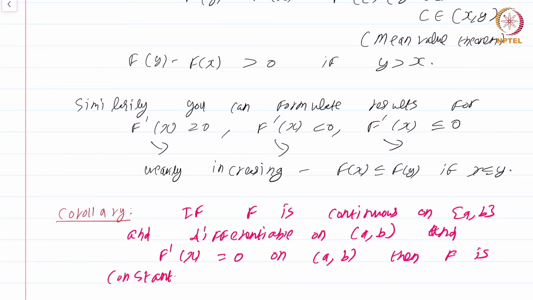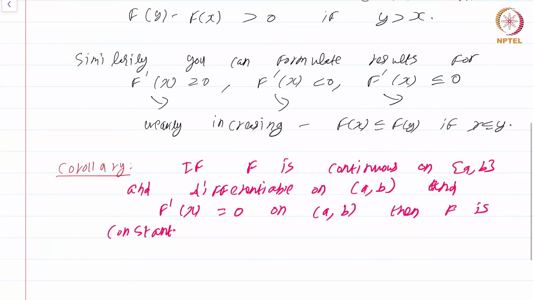Once you have established all the results for f prime of x greater than or equal to 0 and so on, you can apply this proposition that we just proved to conclude that f is increasing as well as decreasing, which leaves f with the only option of not changing at all. Okay, so this is one interesting set of results that follow immediately from the mean value theorem.